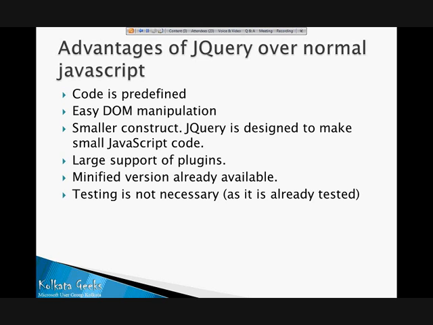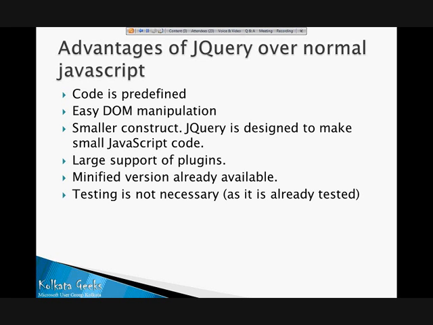jQuery basically has two kinds of versions. One is the minified version and another is the developer version. The developer version is for debugging purposes. We shouldn't use the developer version in production, because it takes a little more size than the minified version. Whenever we go to the production side, we should use the minified version so that it takes very little time to download this JS file.